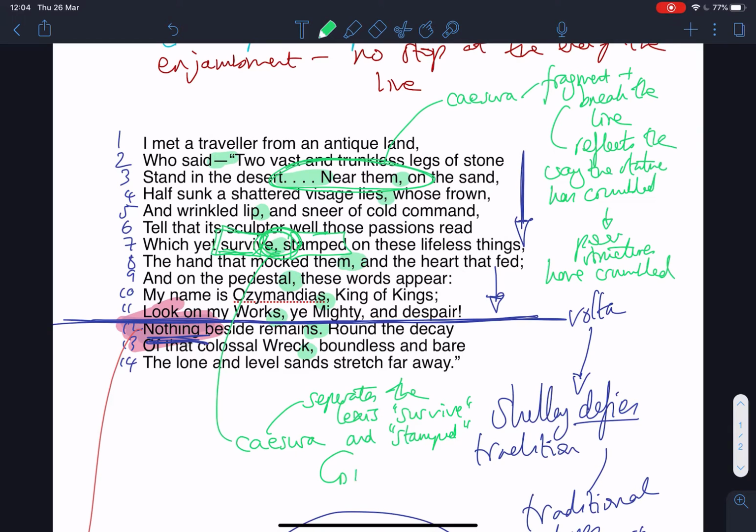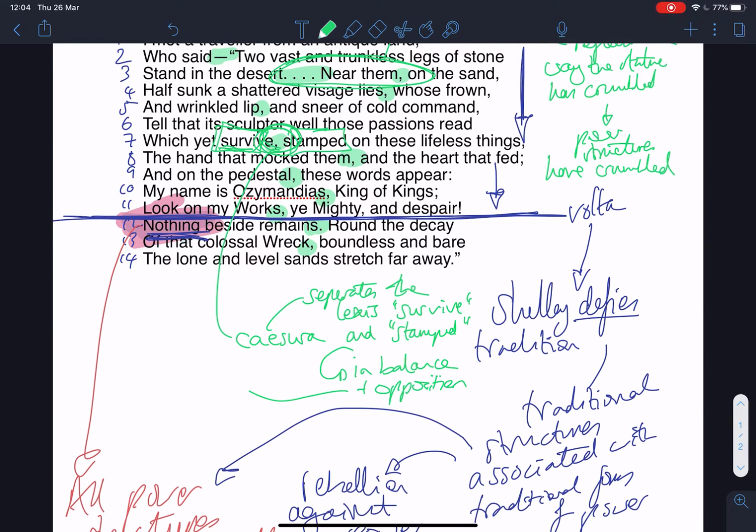And they place them in balance and opposition to one another. We have that survival, living, continuing, and that word stamping. So we have life versus restraint: the freedom to live the life that you want, versus the restraint being imposed by dictators such as Ozymandias. And that is an idea reinforced and stressed through the caesura.